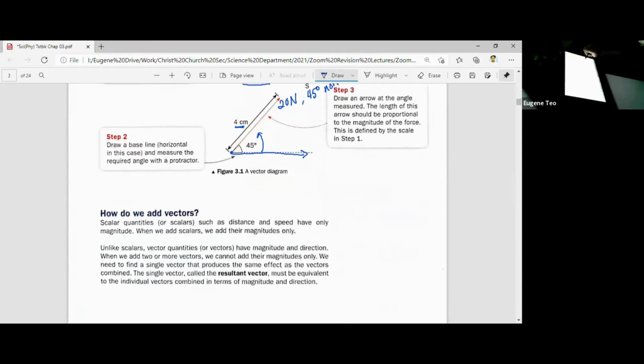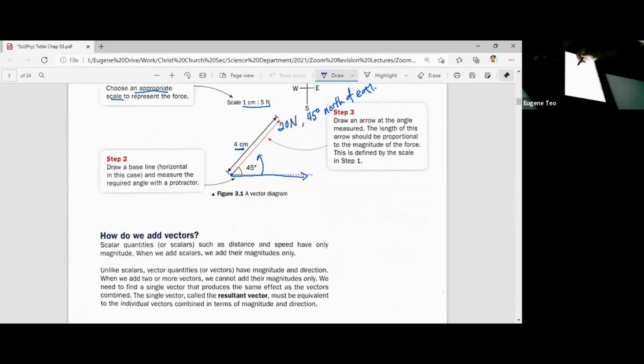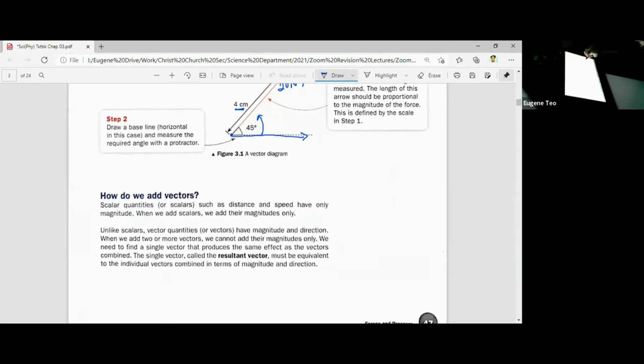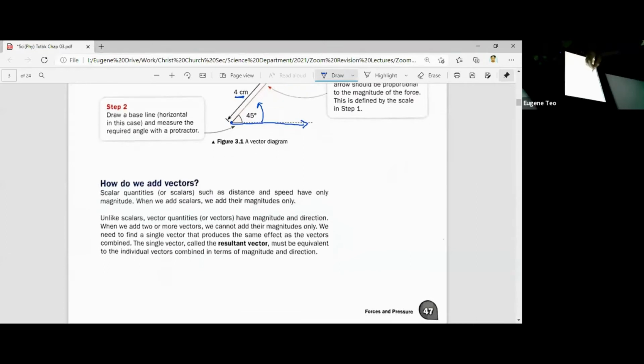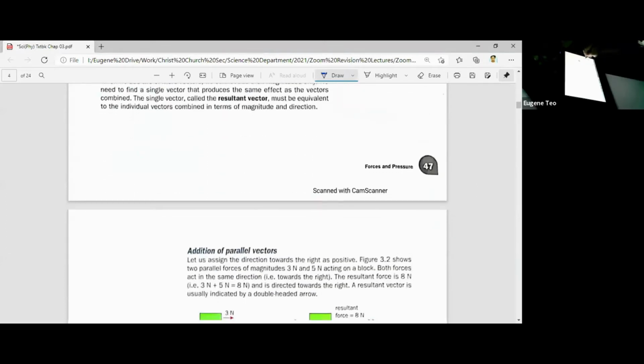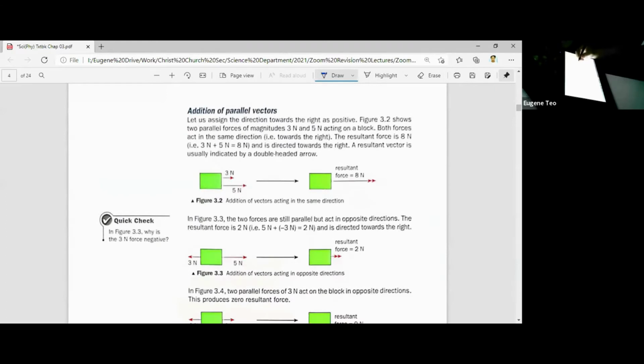Now, once you have learned how to draw a vector like this, we're going to learn how to add up the vectors. So I'm just going to skip all this and go straight into this. Now, when you're adding vectors, maybe let's just change the word. Instead of using the word vectors, let's use the word forces, since forces are vectors anyway.